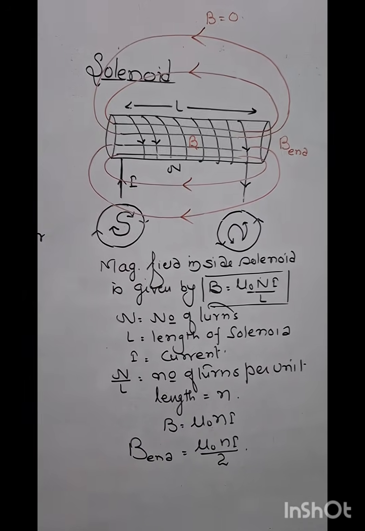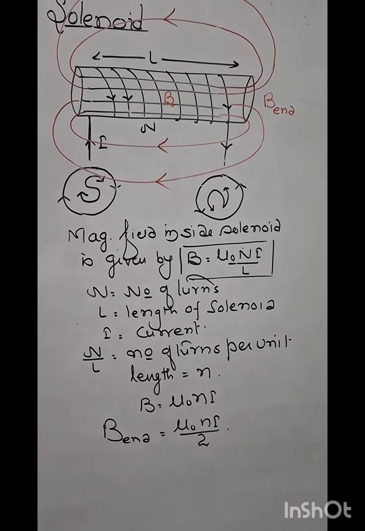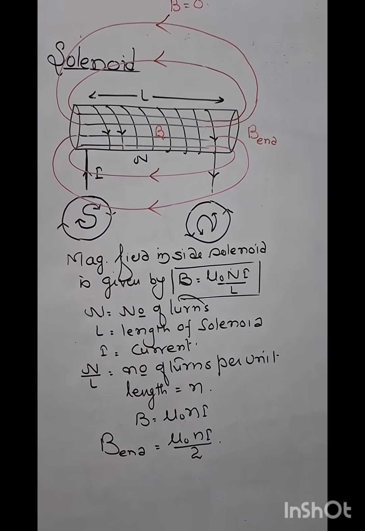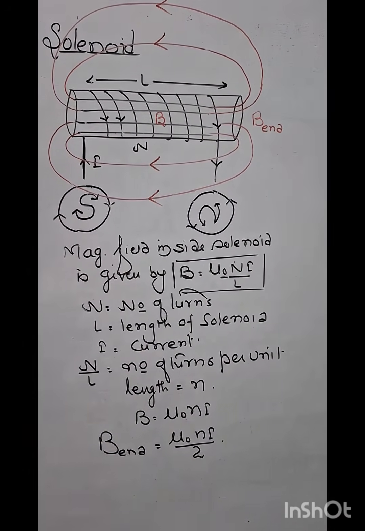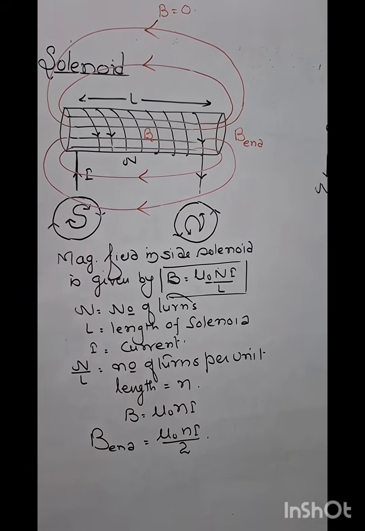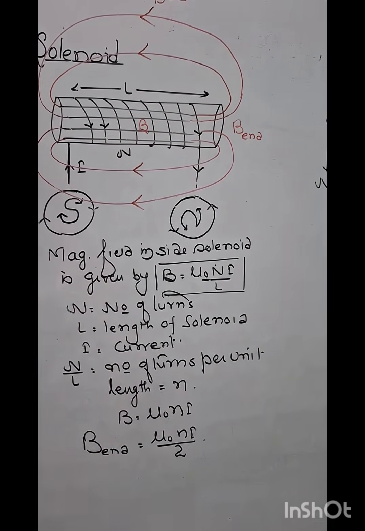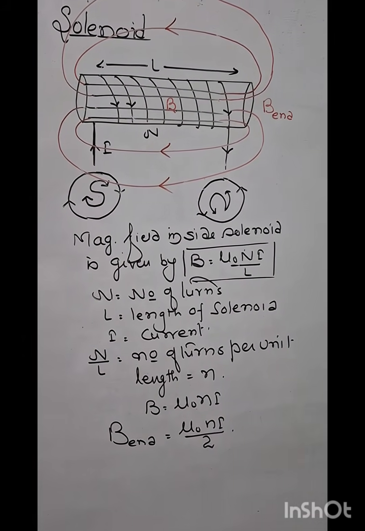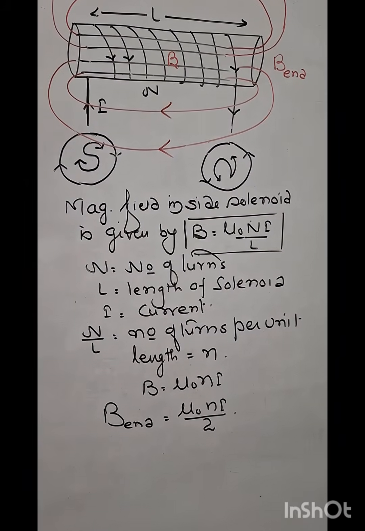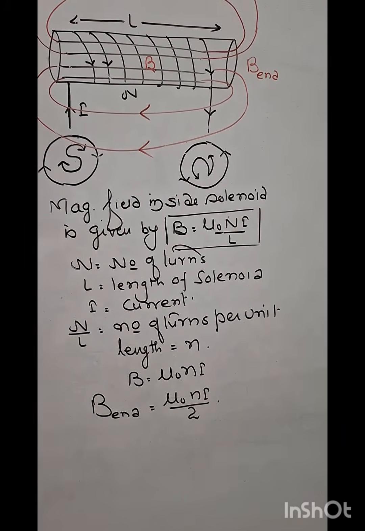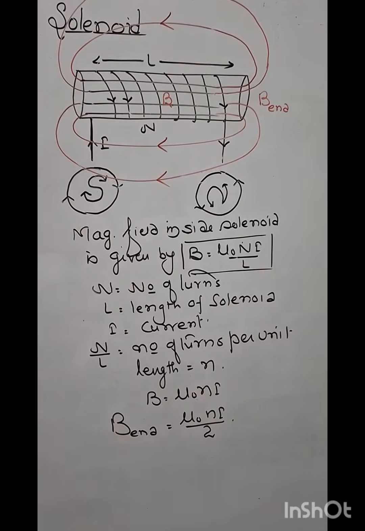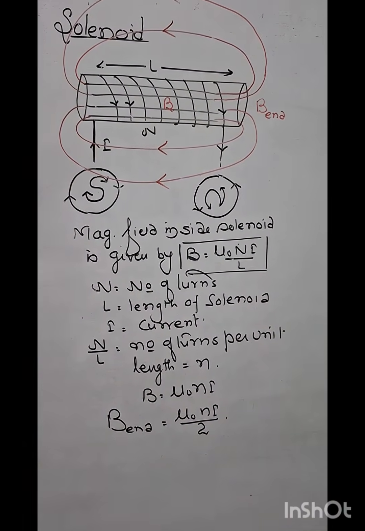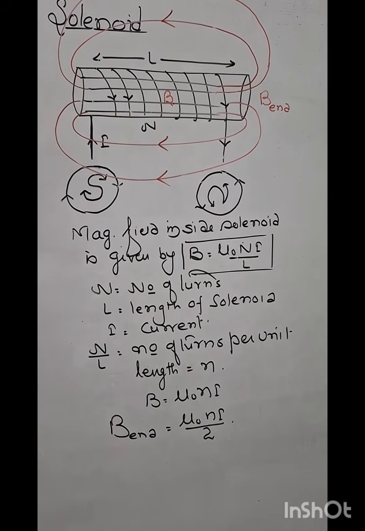Students, the topic is solenoid. First of all, what is a solenoid? A solenoid is prepared from insulated copper wire by winding it in the form of a cylinder. Or if we take a cylindrical helix and wind a coil of insulated copper wire on it, then it is called a solenoid.